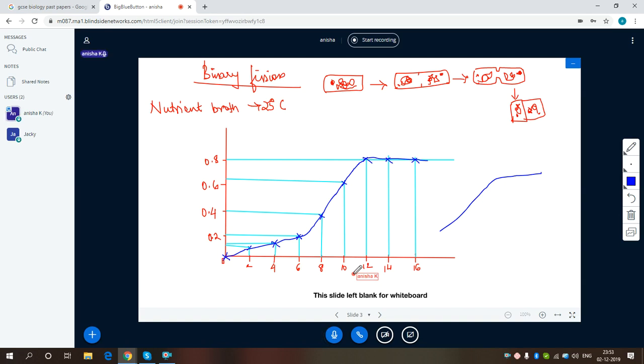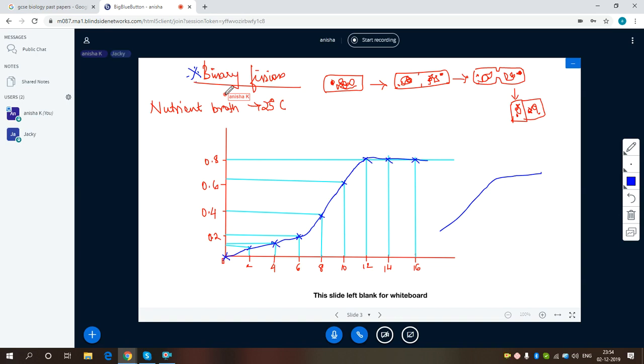We'll move on to the next question. The absorbance increases because the bacteria are dividing. What type of cell division is occurring? Okay, we are talking about binary fission, right? So my answer will also be binary fission. The type of cell division is nothing but binary fission. Clear?